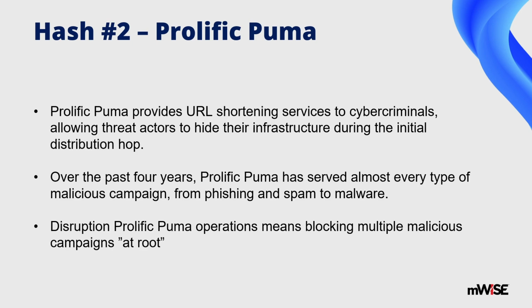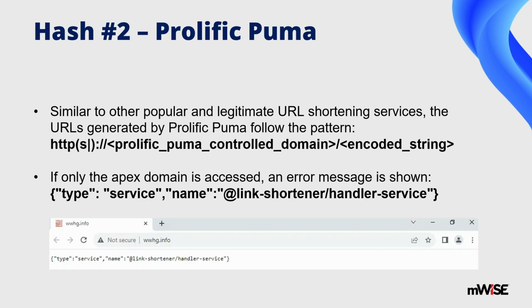But through this service, they have served almost every type of malicious campaign over the last 4 years. Phishing, spam, malware, etc. So in order to disrupt this, in order to find the infrastructure that they're using, we have to get to the root of how they're doing it. So similar to other popular and legitimate URL shortening services, they have a specific pattern that they use, right? And you can see that up here. Let me work on this laser pointer. They have their domain right here, followed by an encoded string.